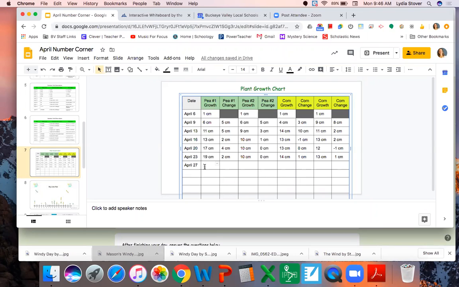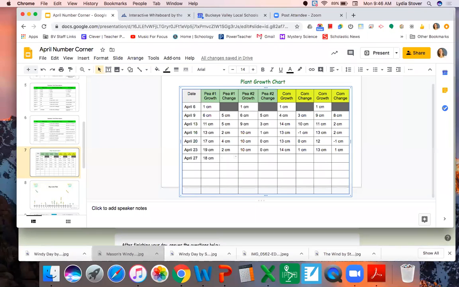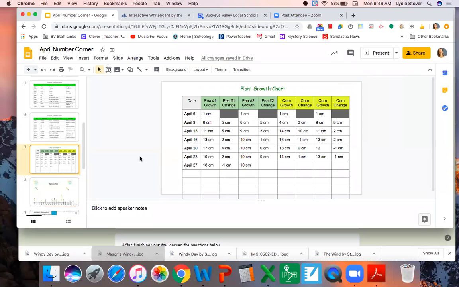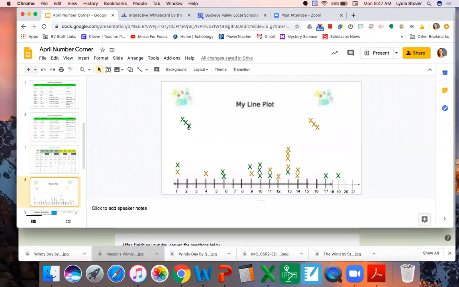All right, so here we go. April 27th. I don't think I was quite at 19 today. I only saw 18 centimeters. So I have to take away 1 centimeter from our last meeting. Pea number two is still at 10 centimeters. And I'm not even gonna worry about our corn because it's not living anymore. So I'm gonna put an 18 centimeter on our line plot, and a 10 centimeter with my peas.